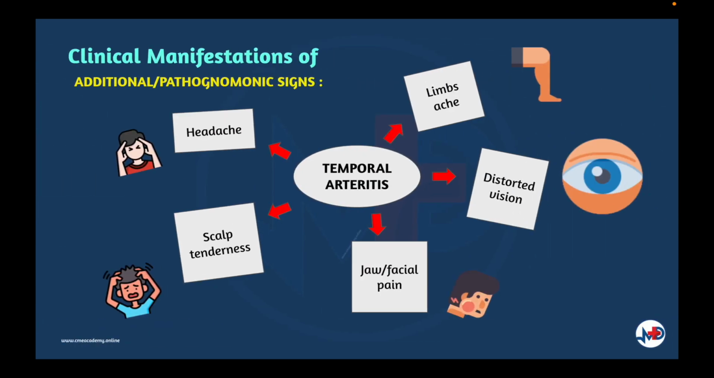The pathognomonic sign associated with Polymyalgia Rheumatica is temporal arteritis, where there's headaches, scalp tenderness, jaw or facial soreness, distorted vision, or aching in the limbs caused by decreased blood flow.